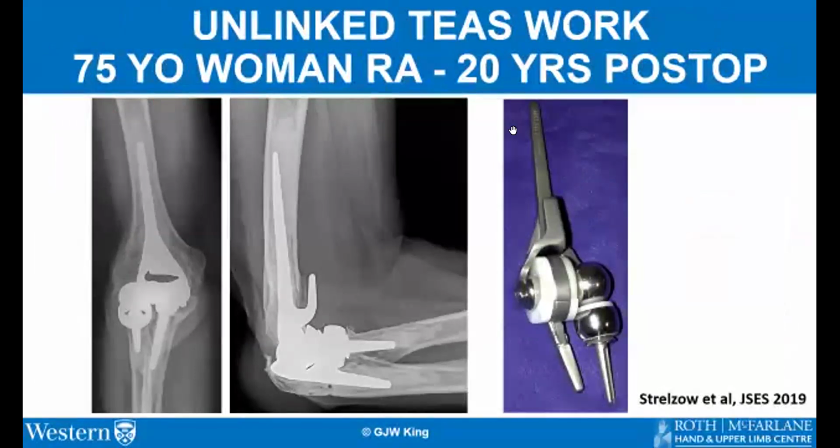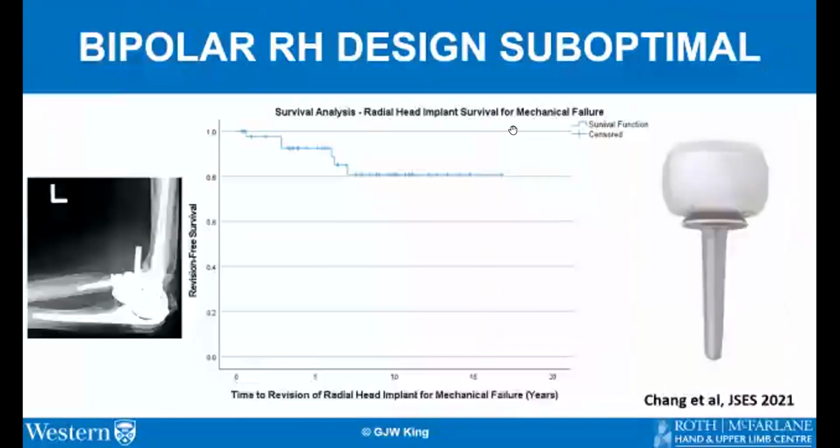These implants, however, can work. Here's one of my own patients 20 years after total elbow arthroplasty, and it's still functioning well. The bipolar implant radial head used in this design was suboptimal, and we had a lot of early failures with disassociation of the head from the stem.